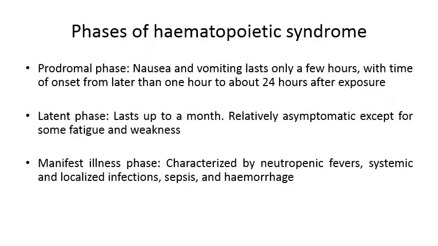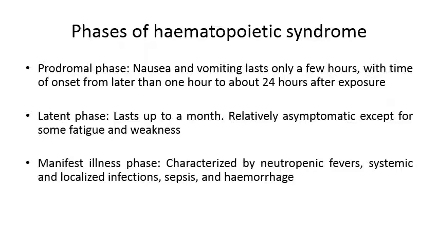Patients injured with ionizing radiation doses within the hematopoietic range will experience prodromal symptoms of nausea and vomiting. They are relatively less severe and easier to control, compared with those for the other syndromes. They last only a few hours, with time of onset from later than an hour to about 24 hours after exposure. There is usually a lack of central nervous system syndrome signs, very little change in blood pressure, and only mild watery diarrhea.